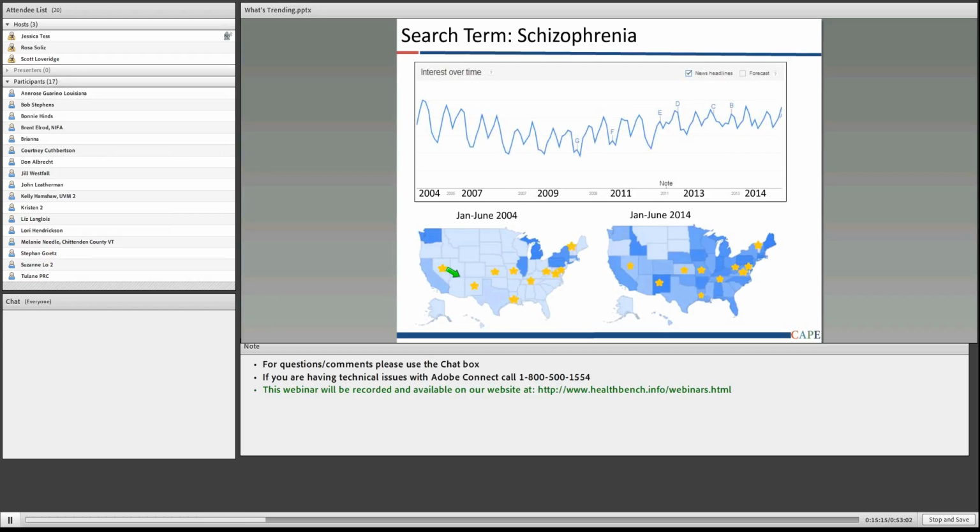Looking down at our maps of the US, especially with our CAPE communities, again, the term schizophrenia has been rising in certain states in interest over the past 10 years in total. Again, we've got New Mexico has darkened up quite a lot since 2004. Pretty consistent for most of our CAPE communities in this case.